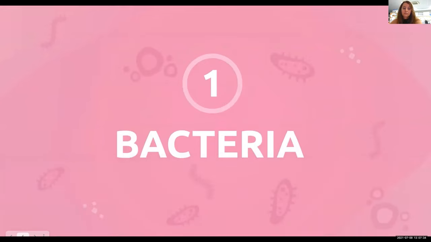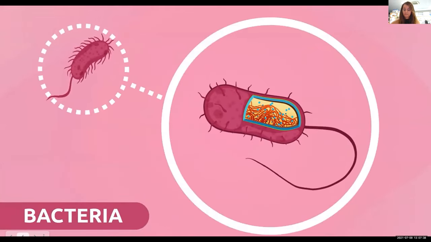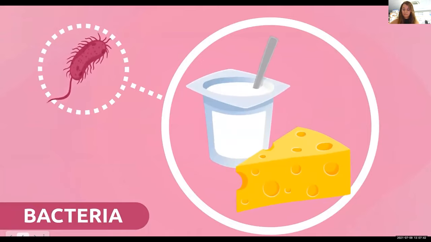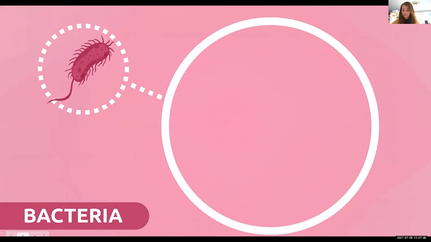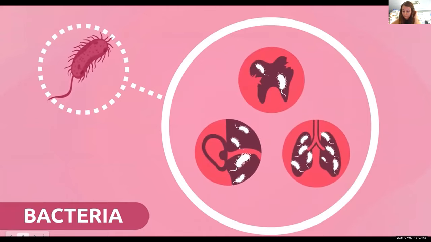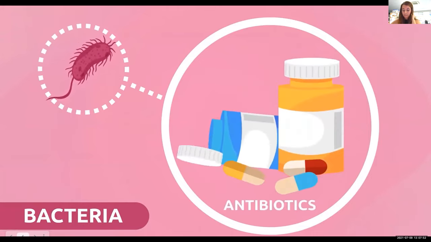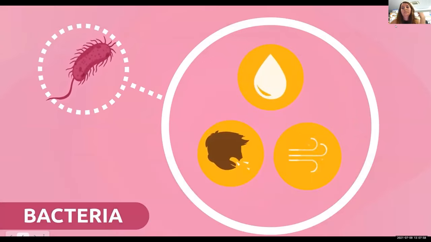Bacteria. They are prokaryotic cells. They have no nucleus. Some bacteria are useful in food fermentation, like making yogurt or cheese. By contrast, other bacteria are harmful and may cause infections. We treat bacteria with antibiotics. They spread in different ways.